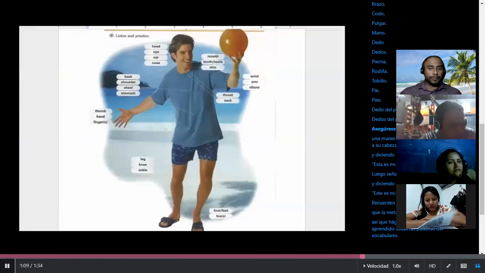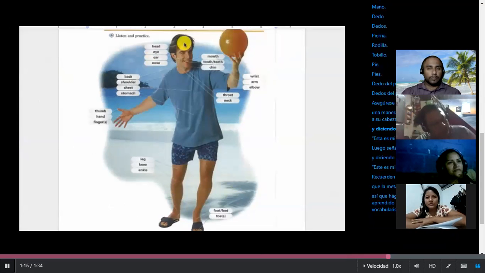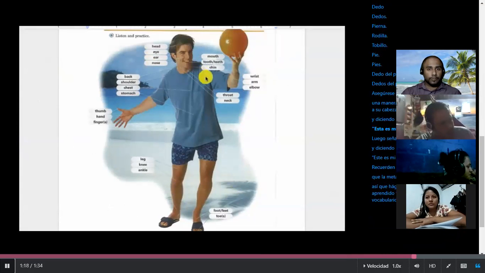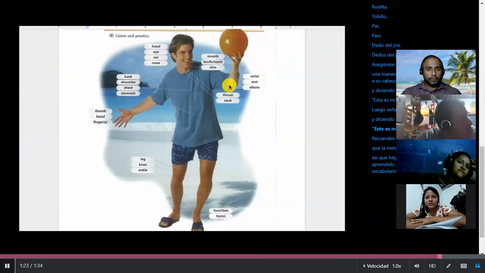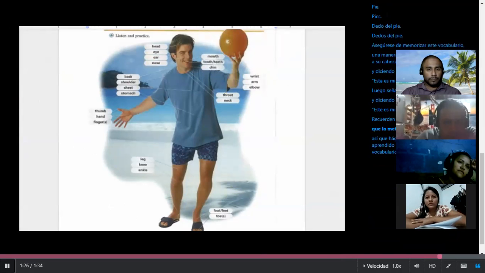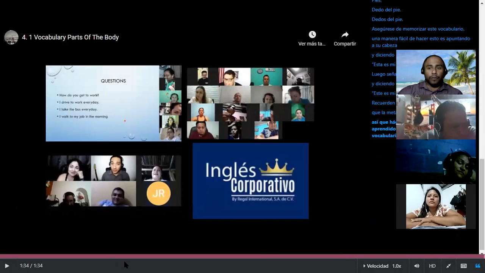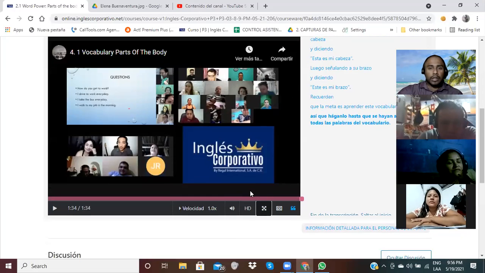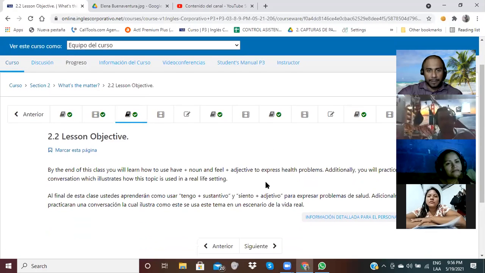Make sure that you memorize vocabulary. An easy way to do this is by pointing to your head and expressing, this is my head. Then pointing to your arm and saying, this is my arm. Remember, the goal is to learn this vocabulary. So do this until you have learned all the vocabulary words. All right. So for this activity, your homework is going to be to memorize this vocabulary.